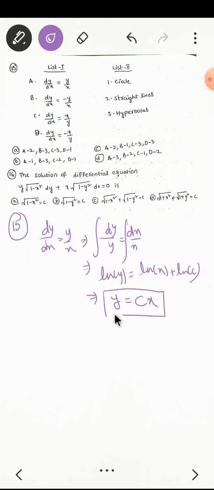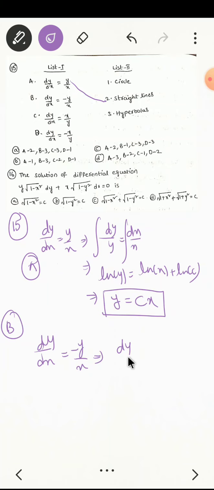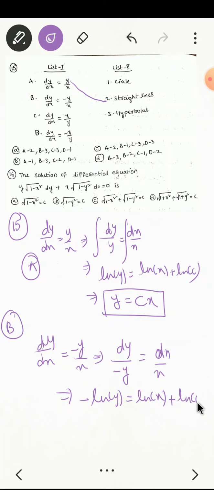Tell me, y equal to mx, which equation? Straight line equation. So a tends to 2. Question number a we have done. Question number b, dy by dx is equal to minus y by x. Again I can send this thing there: dy by minus y equal to dx by x. I can write it as minus ln of y equal to ln of x plus ln of c. Keep minus here, that will be easy. So minus, send this thing here, that will be xy equal to c. Xy equal to c is a hyperbola.